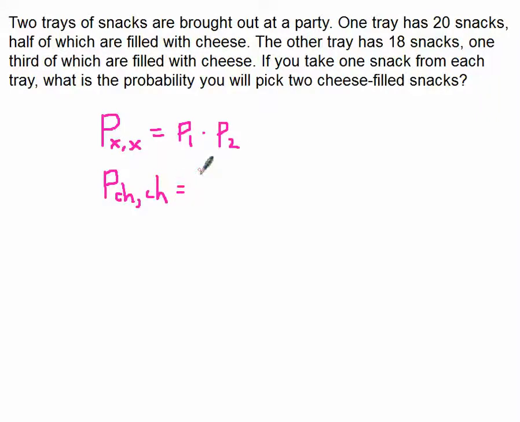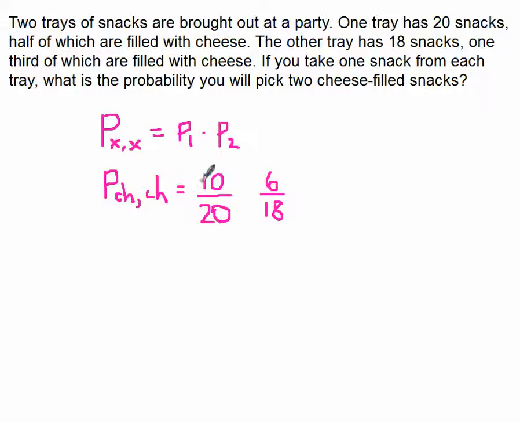So we know that on the first tray, the first event, there are 20 possible snacks. Only 10 of them are cheese filled because it says that half of them are filled with cheese. So half of 20 is 10. Now on the second tray, there are only 18 snacks. Now it says that a third of them are filled with cheese. A third of 18 means that there are 6 snacks on that tray that are filled with cheese.